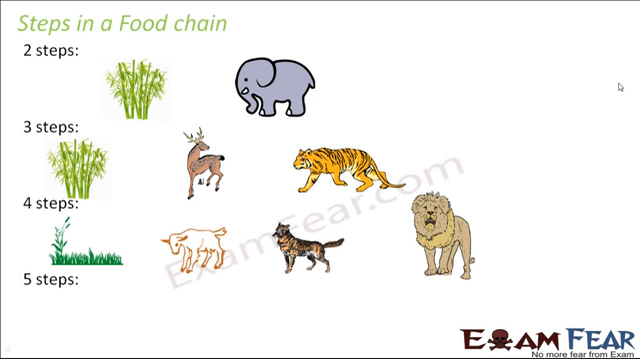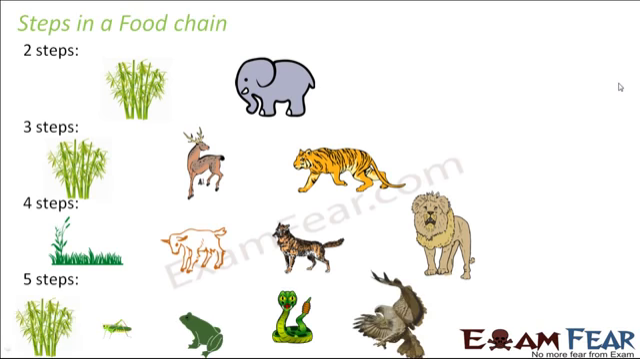You can even have a 5-step food chain where you have plants eaten up by a grasshopper, which in turn is eaten up by the frog, then eaten up by the snake, and the snake is finally eaten up by the hawk. So here you see this is a primary carnivore, this is a secondary carnivore, and this one is a tertiary carnivore. So the levels of carnivores are increasing. As the levels of carnivores increase, the number of steps in the food chain increases, and as the number of steps increases, the level of consumer is also increasing.